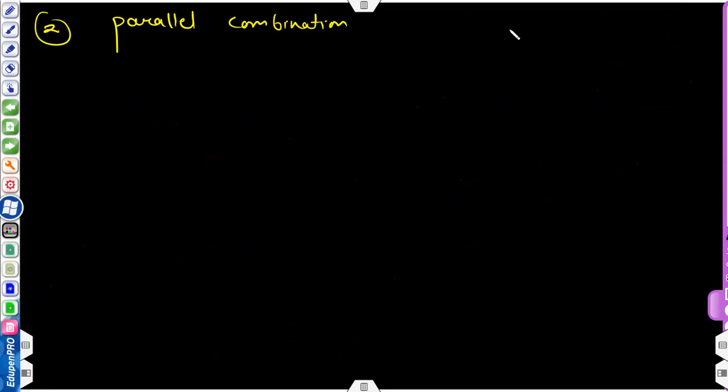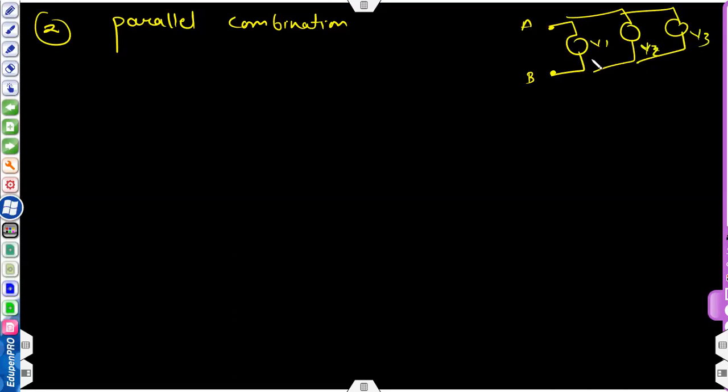Before starting that, a very basic thing is that suppose you have 2 points A and B. You cannot connect voltage sources V1, V2, V3 of different values between them. This is invalid. Between these 2 points, we can only have one value of voltage, V. So this is invalid, but you can connect different values of current.